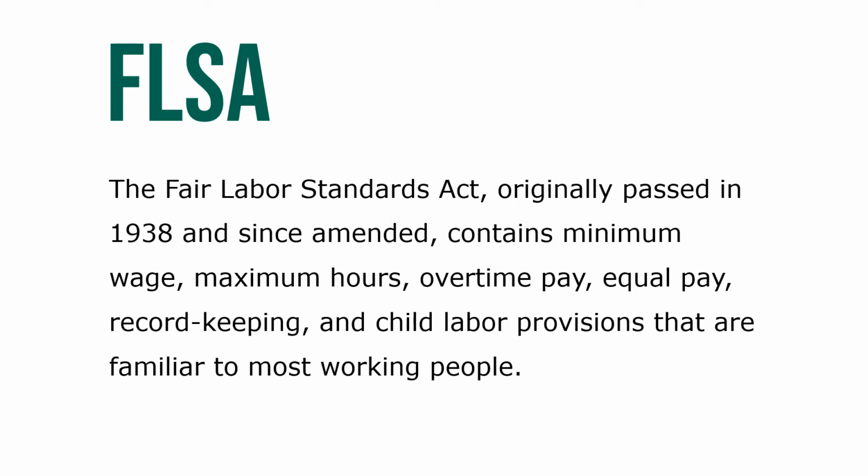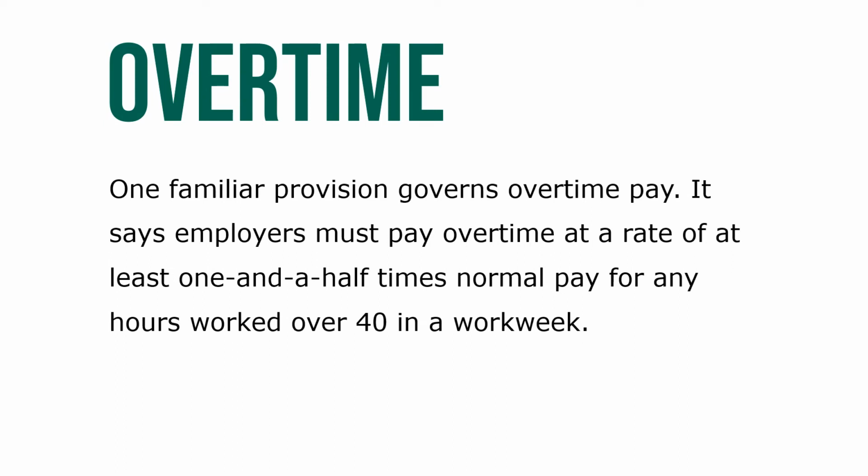The Fair Labor Standards Act, originally passed in 1938 and since amended, contains minimum wage, maximum hour, overtime pay, equal pay, record keeping, and child labor provisions that are familiar to most working people. One familiar provision governs overtime pay. It says that employers must pay overtime at a rate of at least 1.5 times the normal rate of pay for any hours worked over 40 in a work week.